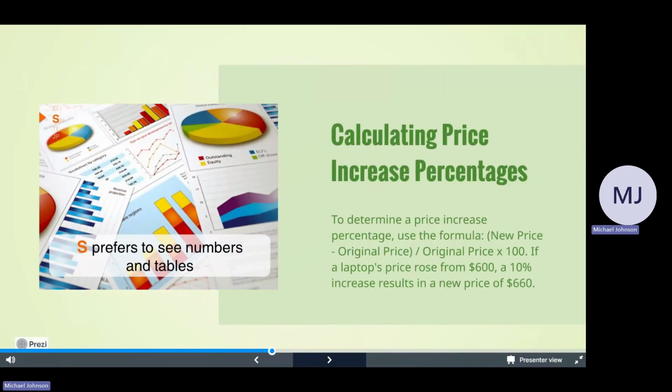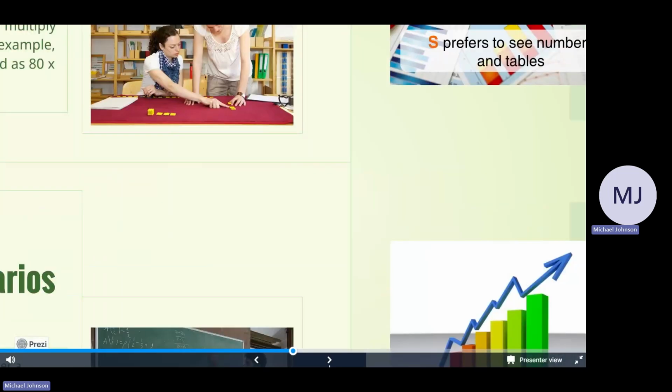To determine a price increase percentage, use the formula (new price minus original price) divided by original price times 100. The laptop's price rose from $600. A 10% increase results in a new price of $660. So you do 600 times 1.10, you get 660.